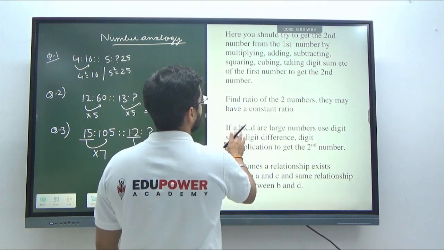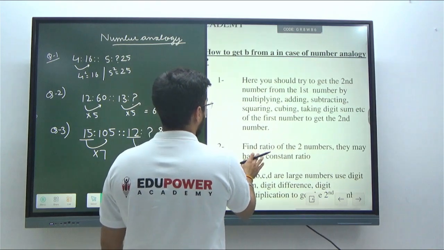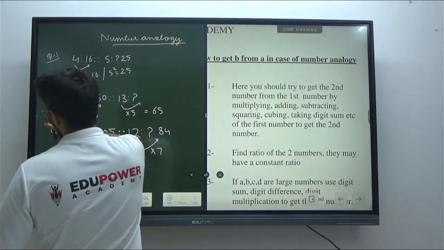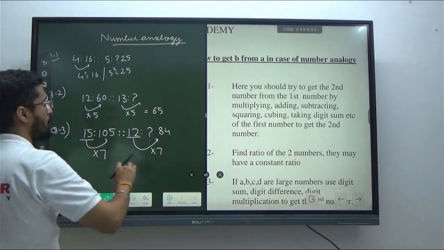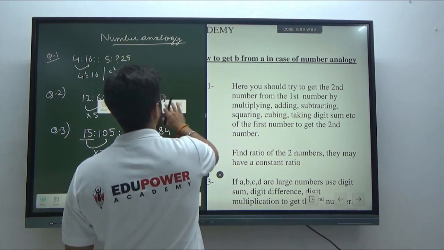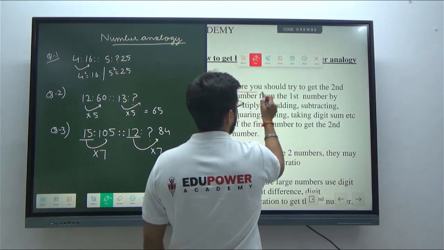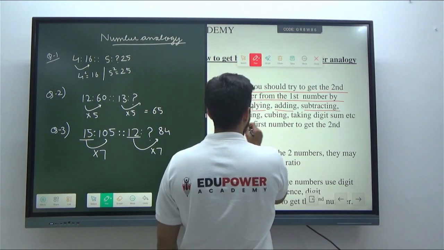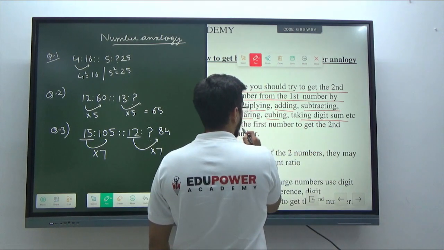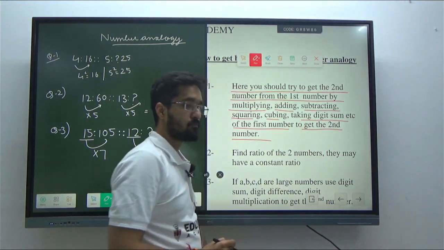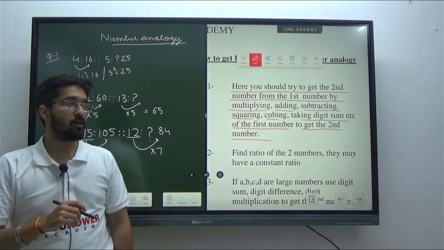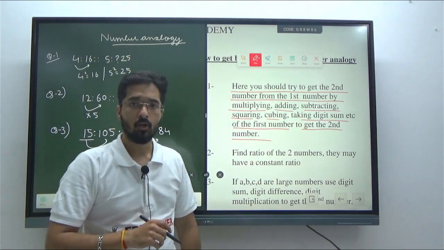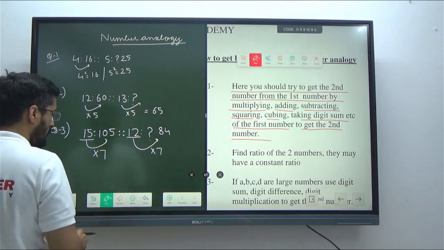Next approach. Here you should try, in analogy, to get the second number from the first number by multiplying, adding, subtracting, squaring, cubing, or taking the digit sum of the first number. How can we get the second number from the first number? There are different approaches. Let me elaborate further.